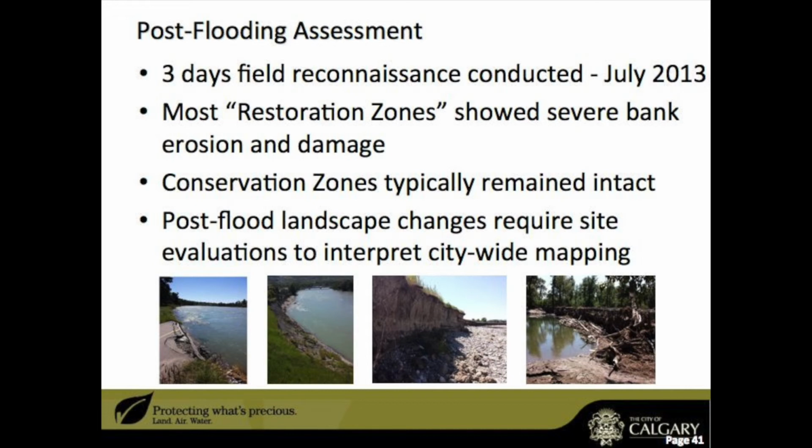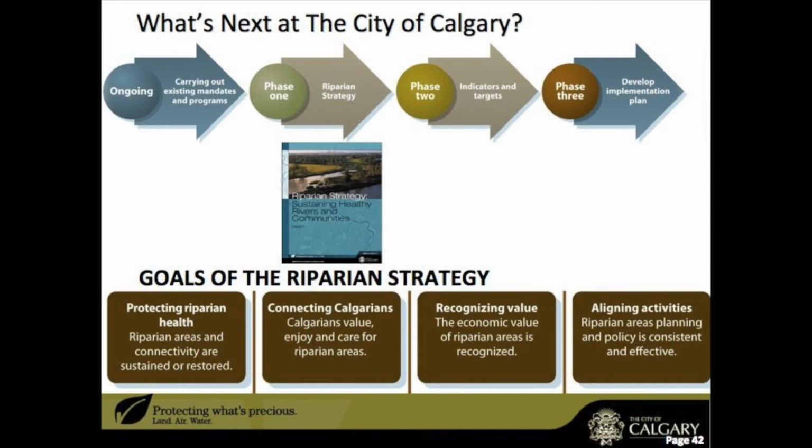Of course, there are post-flood landscape changes, so we have maps showing here's the bank and here's the riparian areas. Some of those do not exist anymore, especially where you have 16 years of bank loss. It doesn't change the purpose or intent of this mapping exercise. But because of that, we say that we need site evaluations to really interpret that citywide mapping. You wouldn't want to use it for determining where the bank is in some of these areas that have experienced erosion.